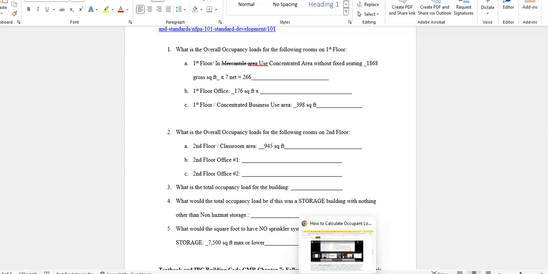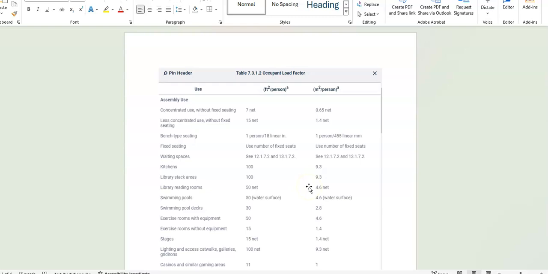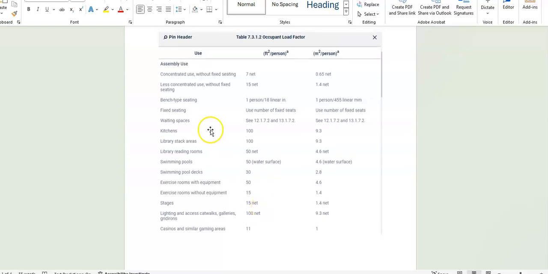If I jump over to the occupancy load table that I had copied from our fire code, you can see that the concentrated use without fixed seating is 7 net. But right below it, it says less concentrated use without fixed seating. It's an assembly use because it's a tap room. We're going to be having a liquor license there. There will be some seating there, and we'll have some employees and people coming in. So the less concentrated use makes more sense to me because of the space.